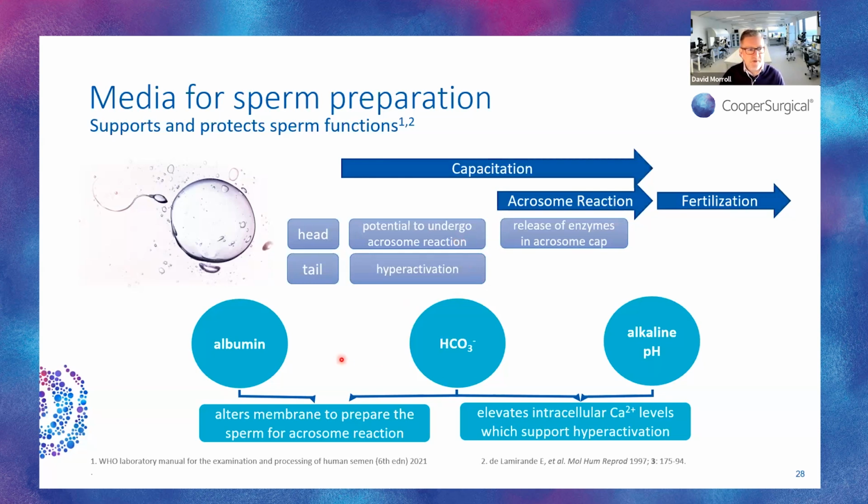What we can summarize that as is that sperm need a reasonable amount of albumin. They thrive in the presence of higher levels of bicarbonate, and they also like higher levels of alkaline pH than we typically see for our oocytes.